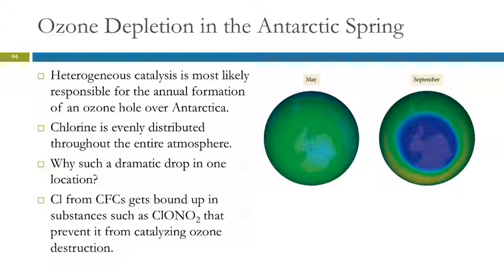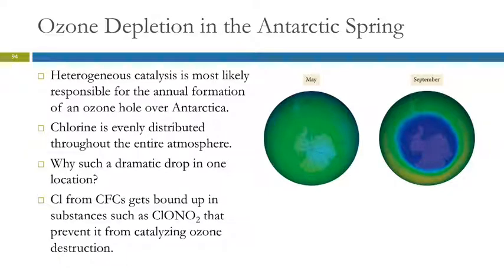But the interesting thing that happens is that hole appears and then it disappears. The following May, it's going to look like this again. What the heck is going on? Well, it does have to do with chlorine, but why doesn't it happen everywhere? Why is it just over Antarctica? So I think this is interesting.